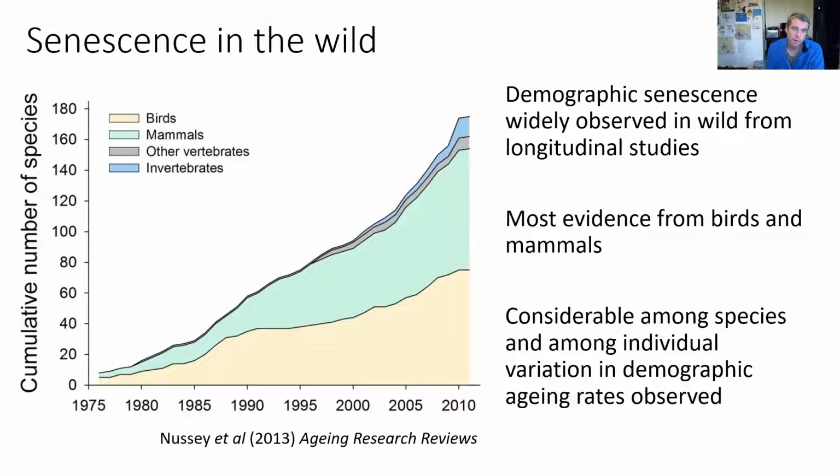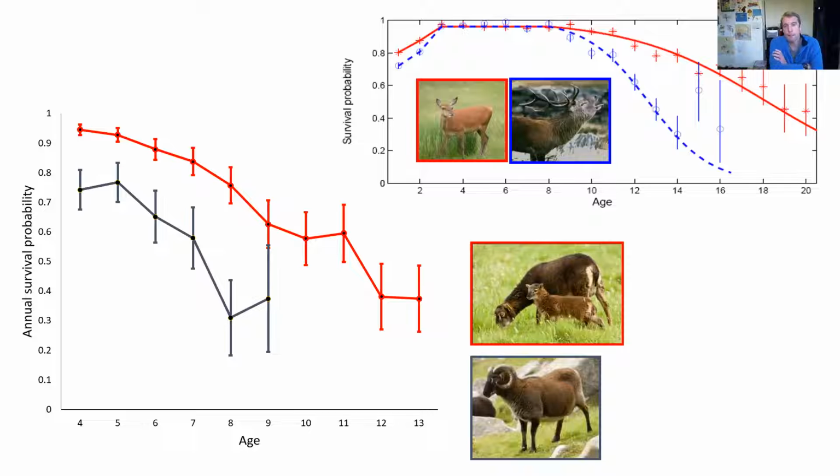One very important thing that is very clear from this rapidly emerging literature is that we observe considerable variation in demographic aging and senescence patterns, both among species and among individuals within populations. It's this variation that I've been particularly motivated to understand, particularly the variation among individuals within wild populations. And this is what demographic senescence looks like in two of the study systems that I've been most closely involved with over the course of my career.